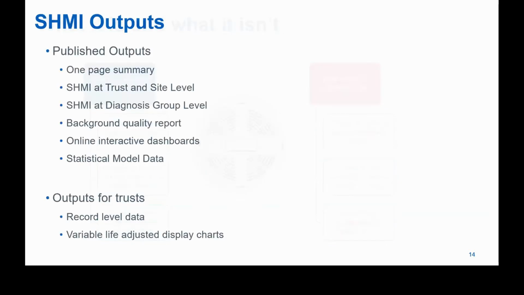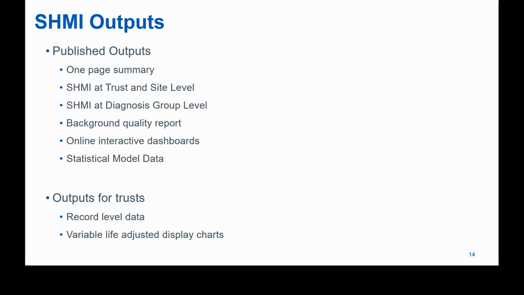We create a number of outputs to support that. So as I showed a little bit earlier, there's the one-page summary, very hard to see, but it contains that funnel plot and a summary of the trusts that are higher than expected and lower than expected. We publish the SHMI at trust level and site level. We publish the SHMI for certain diagnosis groups.